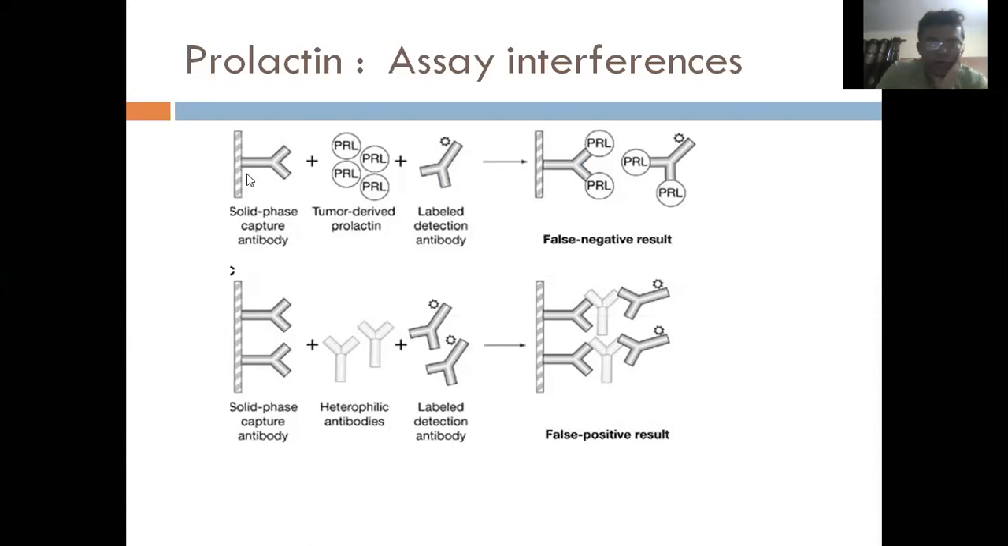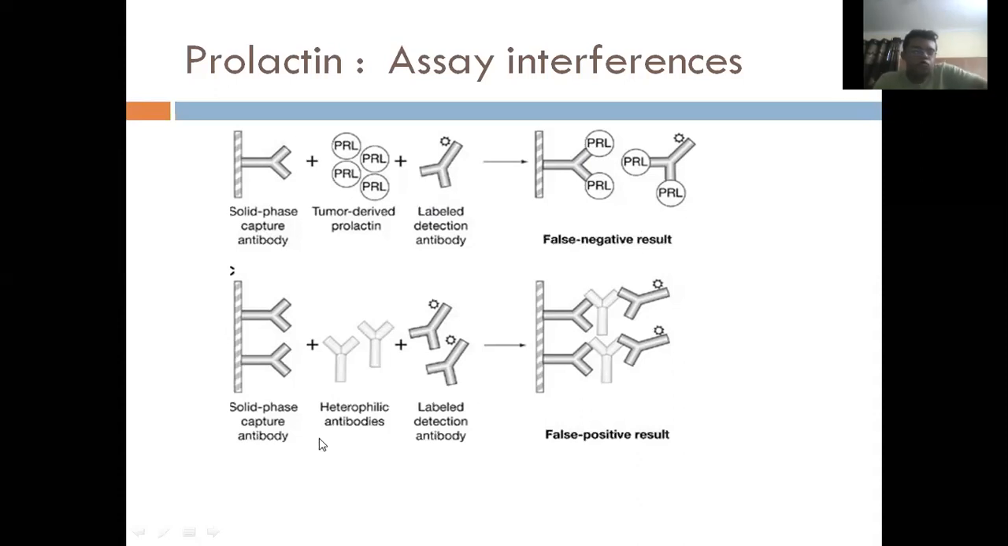So basically, what you need to have is a sandwich. This is the capture antibody, and this is the detection antibody. The prolactin should be bound to both these antibodies. But if you've got too much prolactin, you can have a complete saturation of both the detection antibody as well as the capture antibody, and therefore the sandwich cannot form. As you can see out here, the sandwich cannot form, and because of this, you can get a falsely low prolactin level, which is called a false negative result.